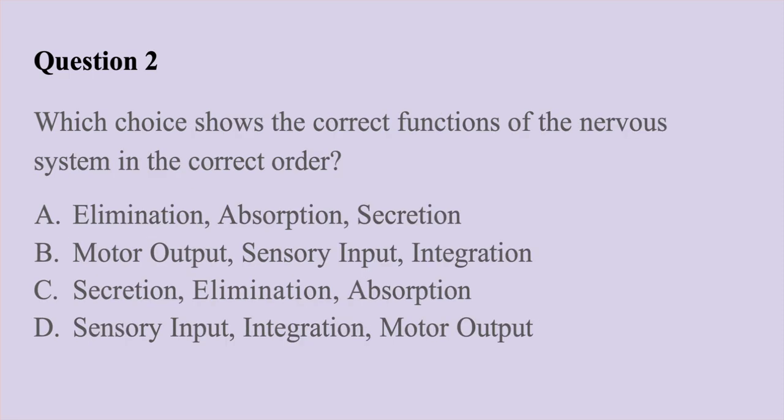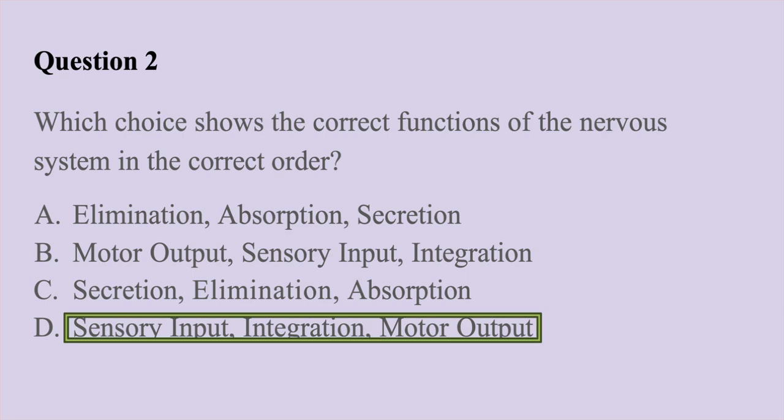Next question. Which choice shows the correct functions of the nervous system in the correct order? I'll give you 5 seconds to answer. If you said D, you are correct. Sensory input, integration, and motor output.